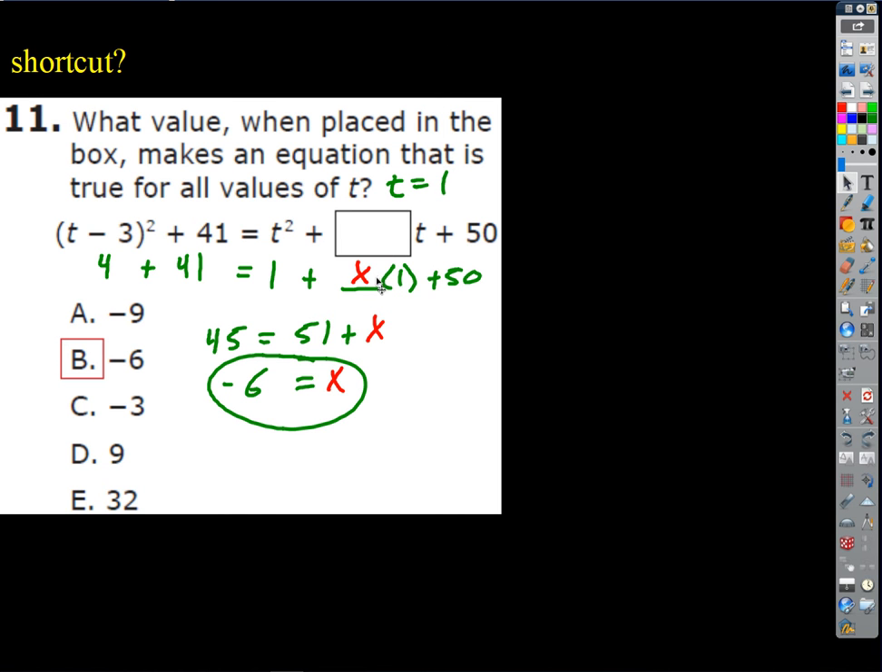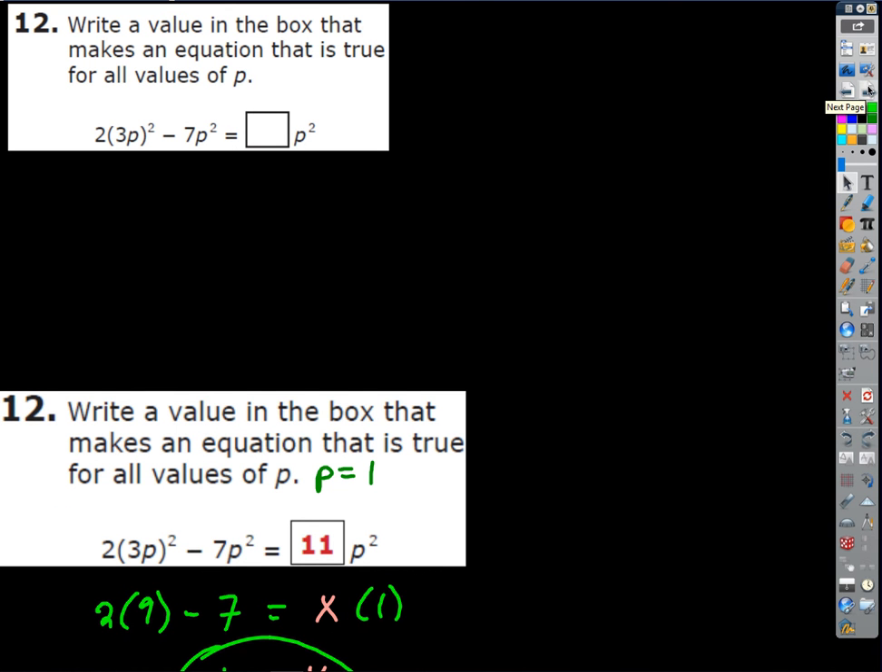So if we call that x, and I plug in 1 for t, I'm just going to get negative 2 squared plus 41, which is 45, right? On this side, we're going to get 1 squared plus x times 1 plus 50. And when I clean that up, I just get 45 equals 51 plus x. So to isolate x, I get negative 6. Either way, right? So once again, when you've got a left expression and right expression that have to be the same, and I'm filling in a blank, it's a really good candidate for that substitution trick, okay?